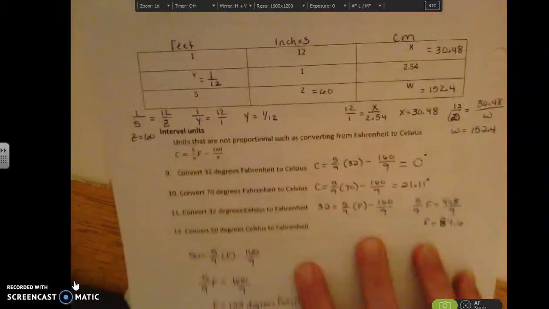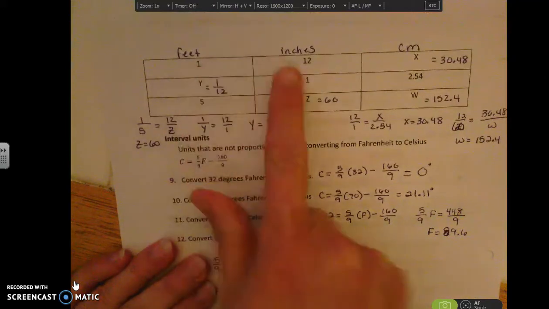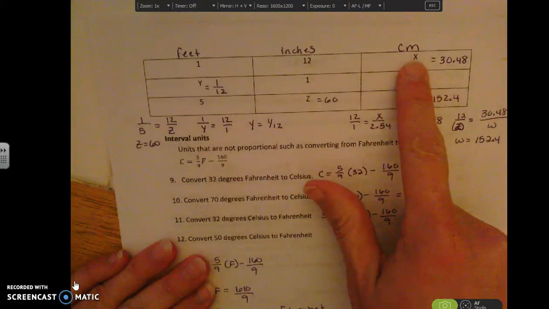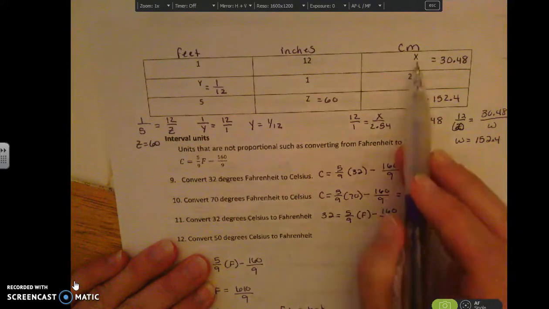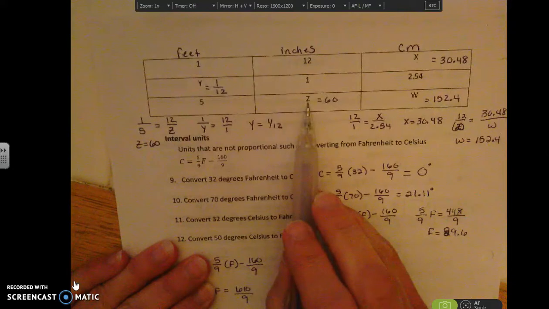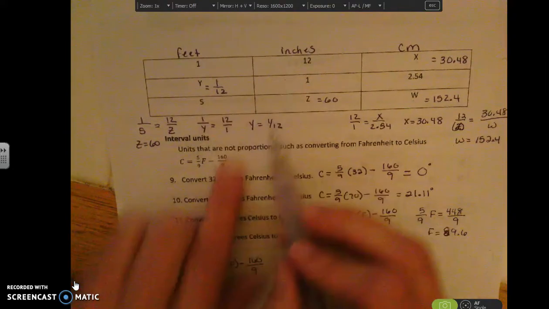Okay, so our next example is on the back, or on the second sheet. So at the top, my chart has feet, inches, and then centimeters. So I'm trying to find these missing values. I'm trying to find X and Y and Z and W. So I'm going to start with Y.